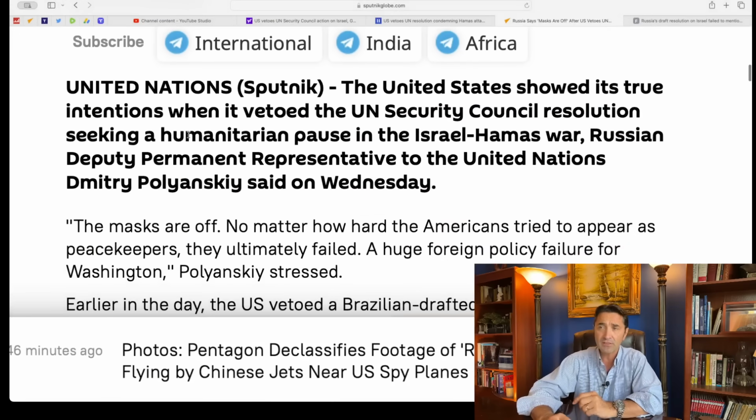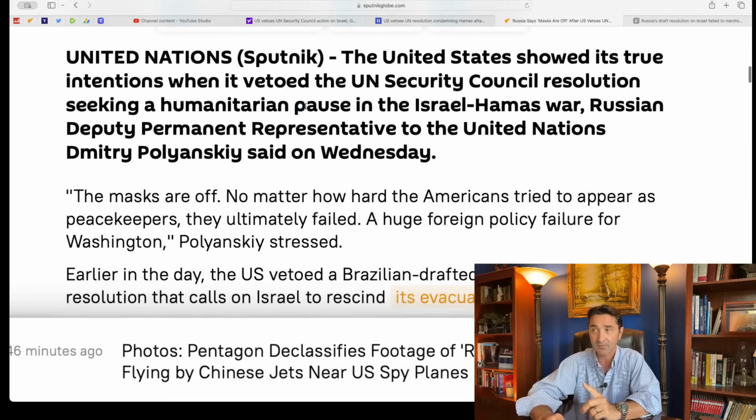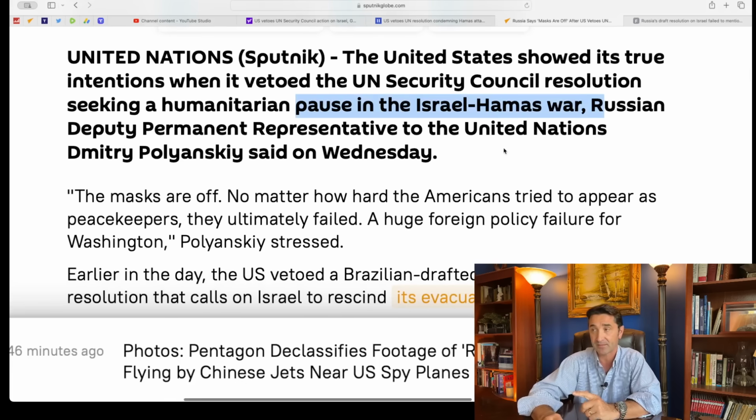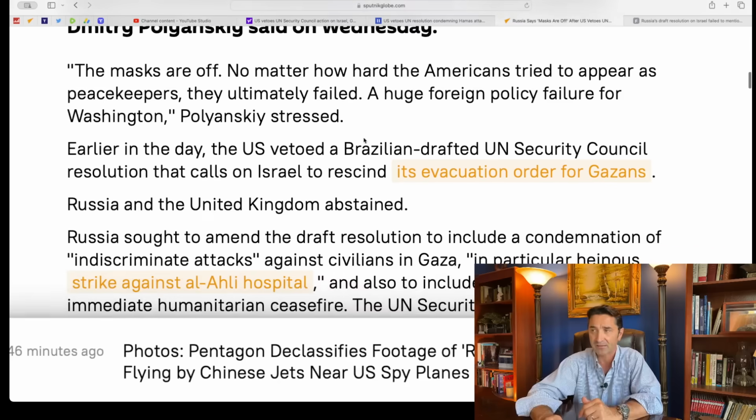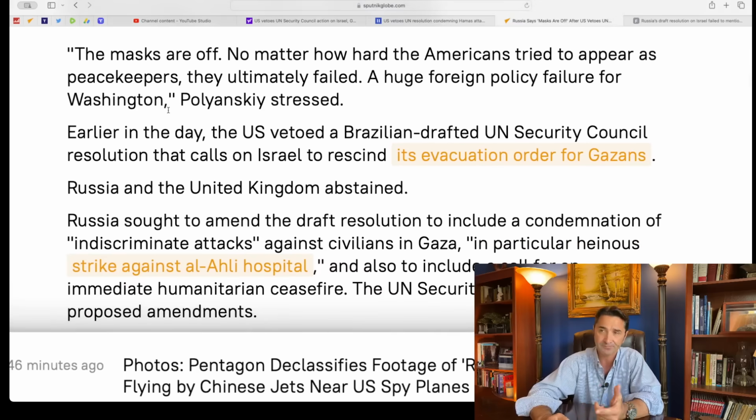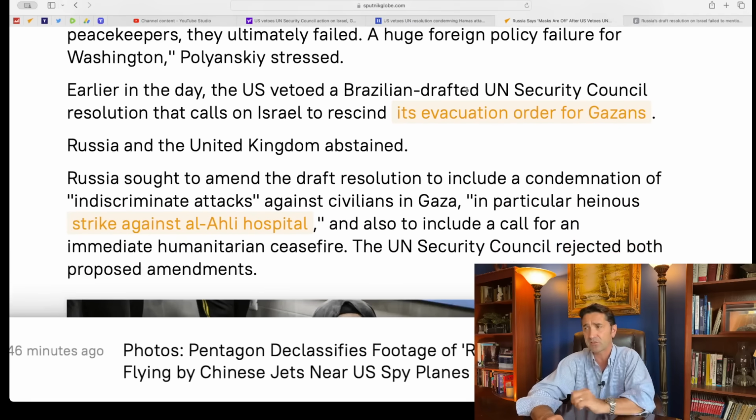The United States showed its true intentions when it vetoed the United Nations Security Council resolution seeking a humanitarian pause in the Israel-Hamas war. Russian Deputy Permanent Representative to the United Nations Dmitry Polyansky said on Wednesday, and I'm quoting, "The masks are off. No matter how hard the Americans tried to appear as peacemakers or peacekeepers, they ultimately failed. A huge foreign policy failure for Washington." Earlier in the day, the US vetoed a Brazilian drafted UN Security Council resolution that calls on Israel to rescind its evacuation order for Gazans. Russia and United Kingdom abstained.